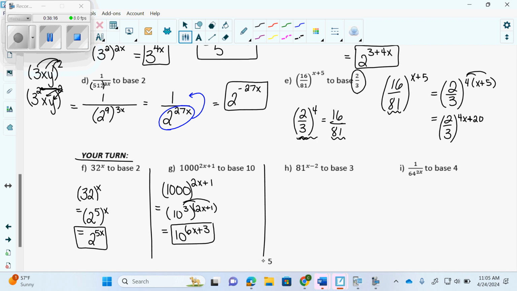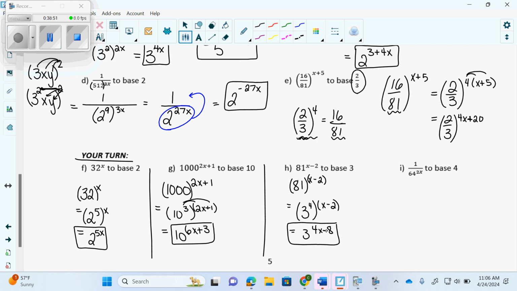Now I have 81 to the x minus 2. 81 is the same as 3 to the what? 3 to the 4. And that's the x minus 2. Like I said, if my exponent is not a monomial, it's fine. If it's a binomial or larger, please put in brackets. Okay? So we're going to get 3 to the 4x minus 8.